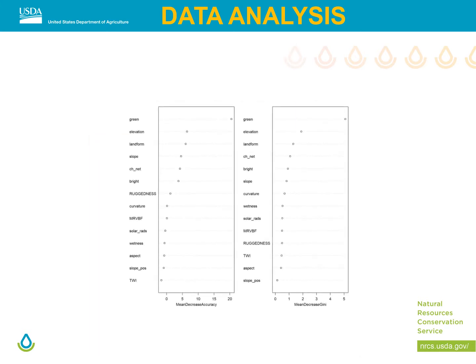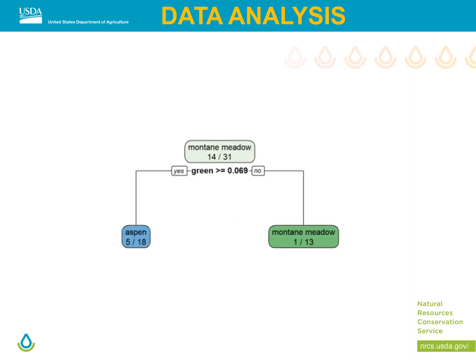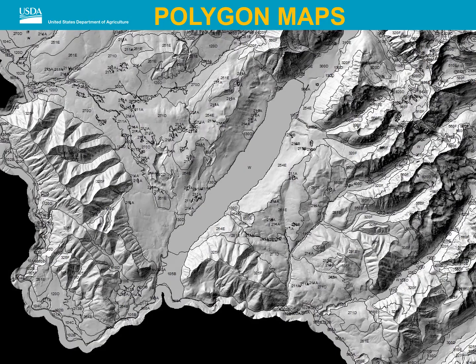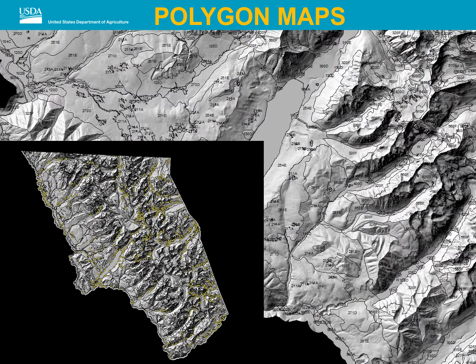R is also used for raster mapping and analysis of variable importance of covariates, box plots to display differentiation between values of classes for covariates, linear regression, and classification regression trees. The polygon map format uses map units that define the correlated soil components and ecological sites found within each polygon.